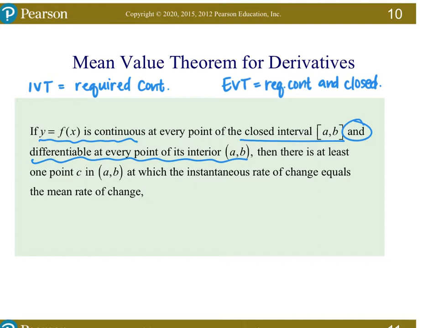All right, so then, what is the then? Then there is at least one point C at which the instantaneous rate of change equals the mean rate of change. Okay, so let's diagnose that. What does the instantaneous rate of change mean? Well, we've defined instantaneous rate of change as f prime. Where is this happening? It's happening at C.